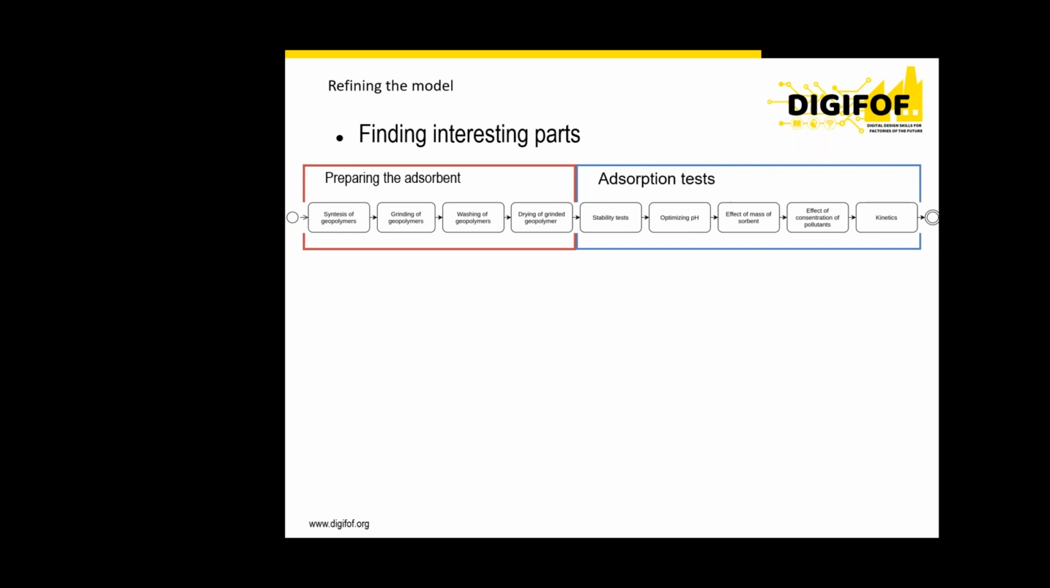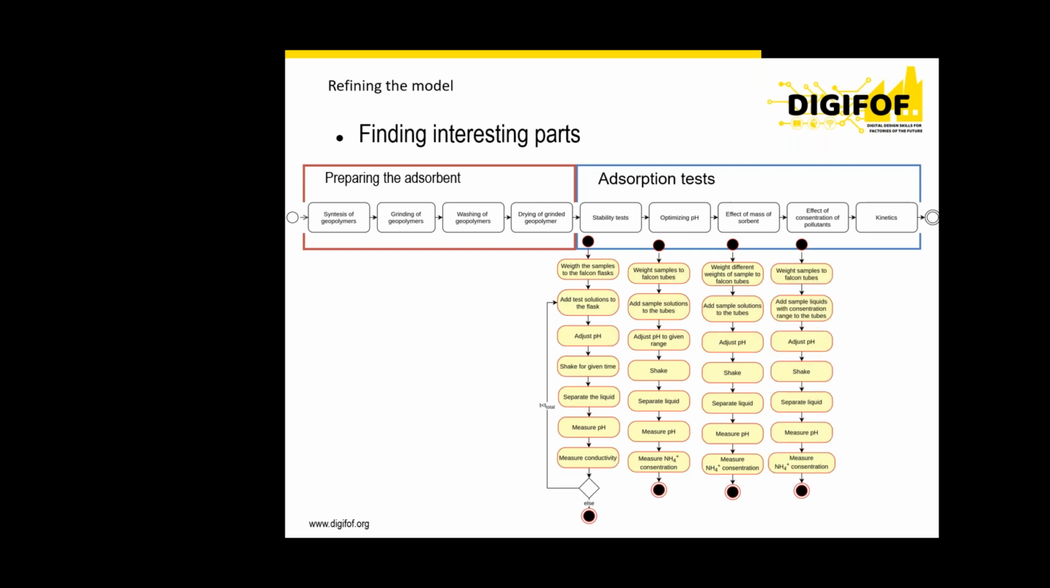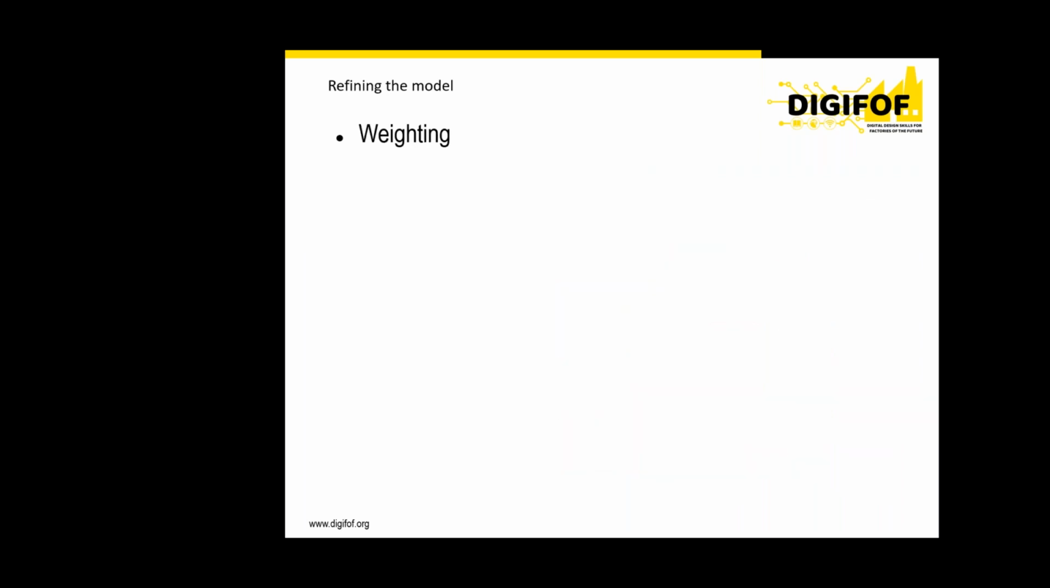What we are interested in are the absorption experiments, and you can see that they are quite repetitive: the stability test, optimizing the pH, effects of mass of sorbent, effects of concentration of pollutants, and so on. We will have a closer look at some of them. This level of detail is enough for a laboratory technician or chemist to repeat the experiment, but honestly not enough for a robot to do it.